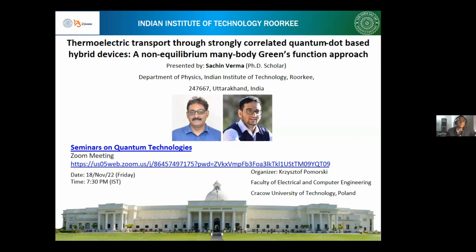So my name is Sachin Verma, and I'm currently a PhD student at the Department of Physics, IIT Roorkee, and I'm currently working under the supervision of Professor Ajay. I am working on the thermoelectric transport properties of strongly correlated quantum dot-based hybrid devices. Here I'm going to briefly present my research work, which I did in the last 3 or 4 years.